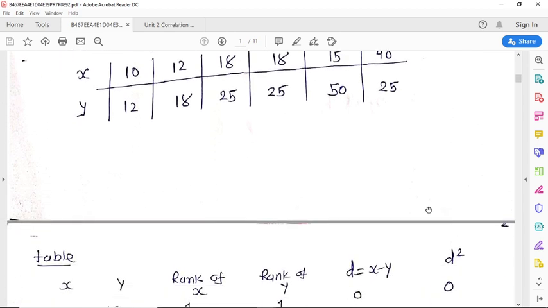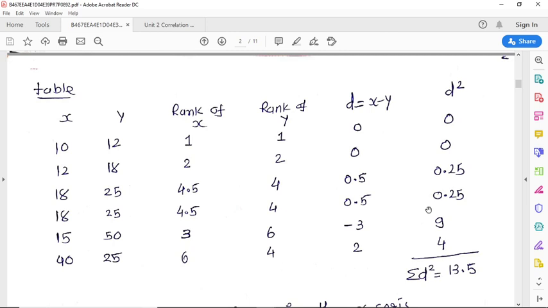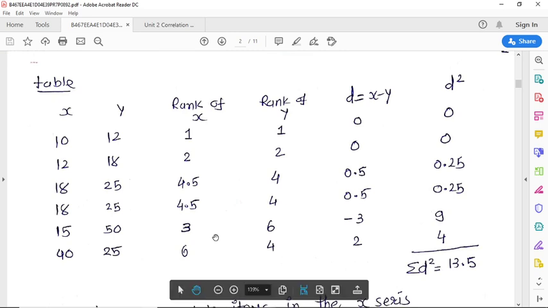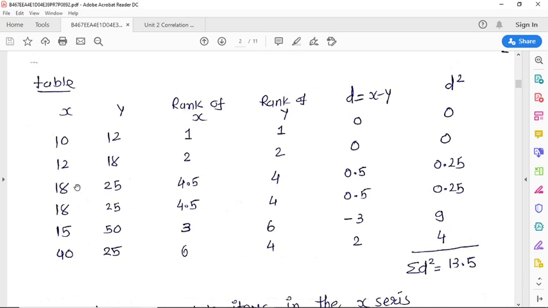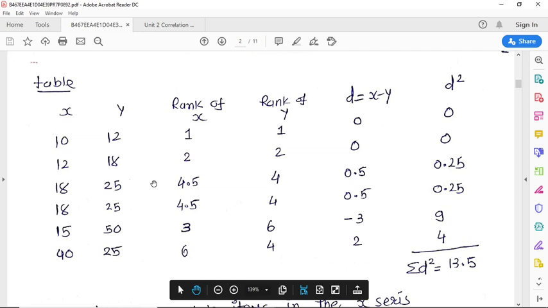Now to solve this, we need to prepare the table first. First consider the column of x that is given in the example: 10, 12, then the remaining values. Then take the column of y: 12, 18, 25, 25, 50, 25 and so on. These are the actual data provided in the example, not ranks, so now we have to assign ranks to these values by using the rules.